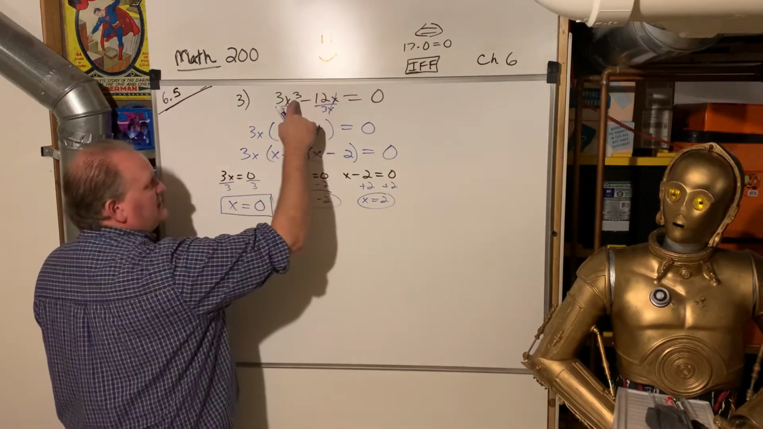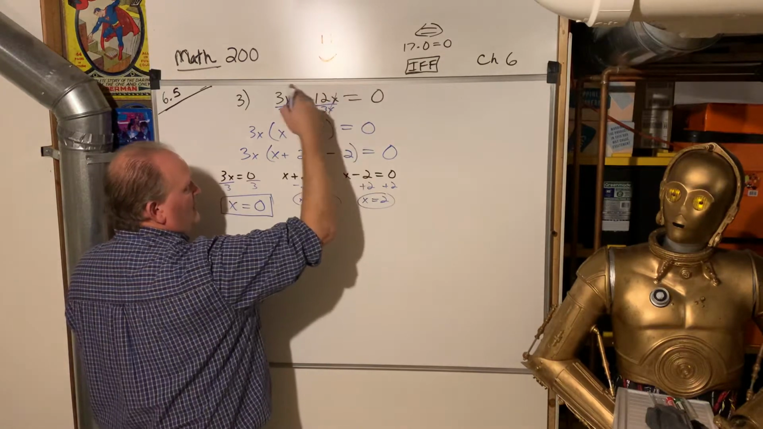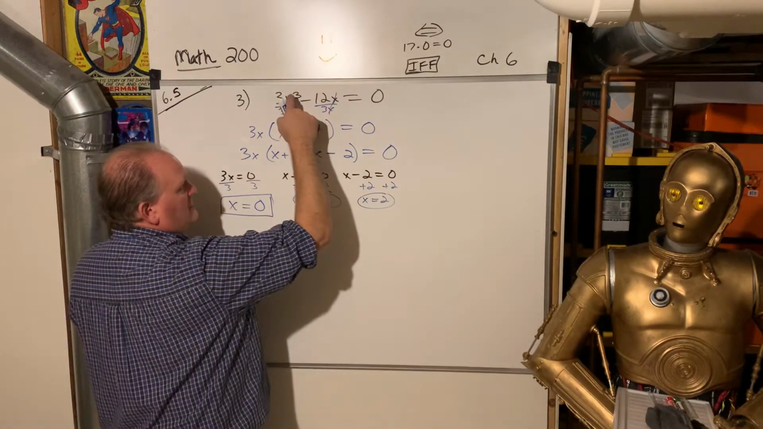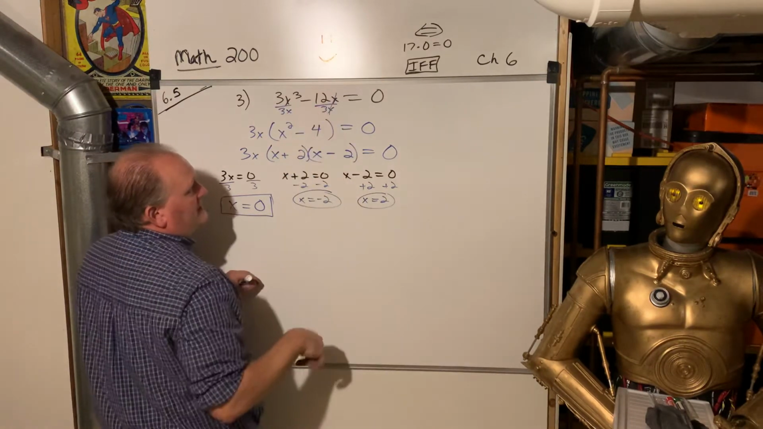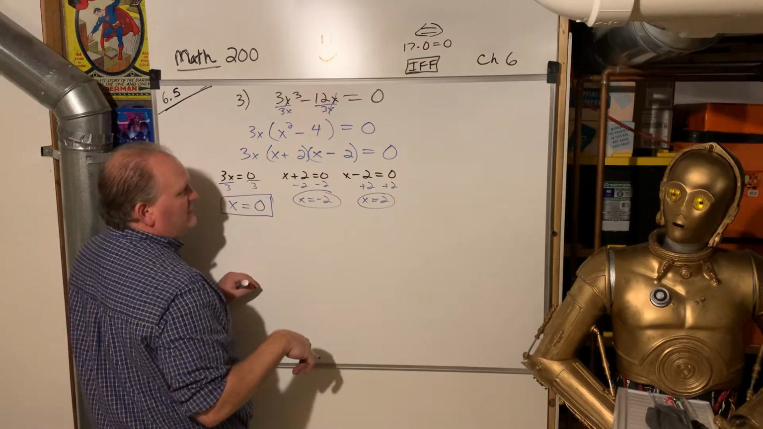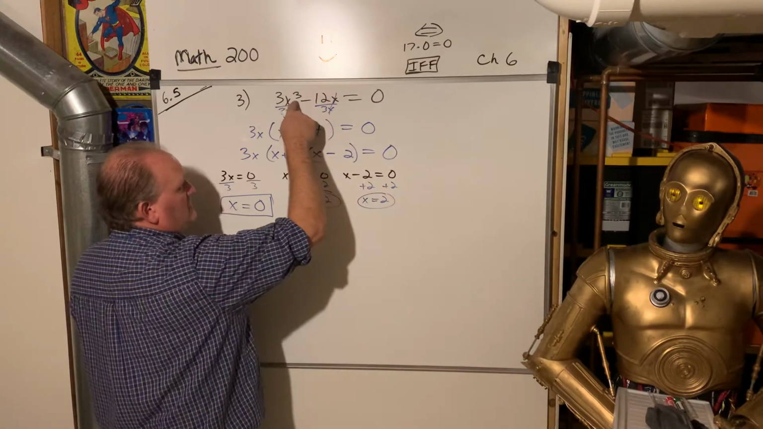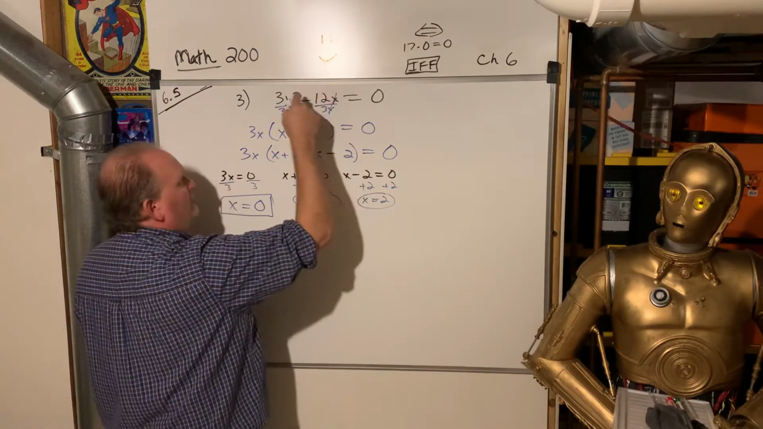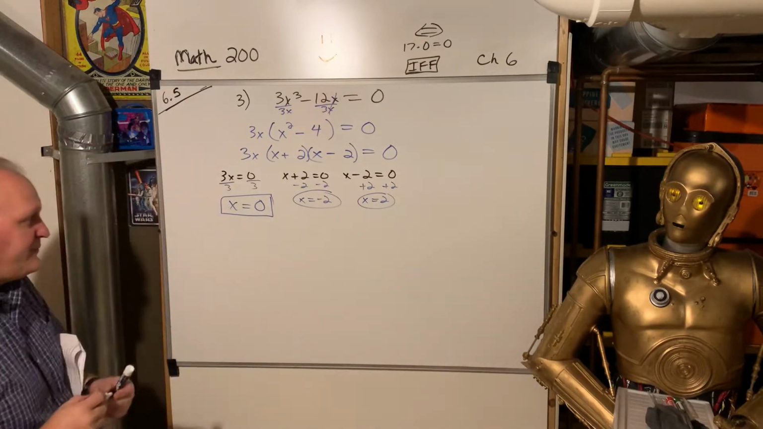So you can put it back in. 0 cubed is 0, times 3 is 0, 12 times 0 is 0, 0 minus 0 is 0. Works. Negative 2 times negative 2 times negative 2 is negative 8, times 3 is negative 24. And negative 2 times negative 12 is positive 24, and negative 24 plus positive 24 is 0. 2 times 2 times 2 is 8, times 3 is 24, negative 12 times 2 is negative 24, 24 minus 24 is 0. So all 3 of them work.